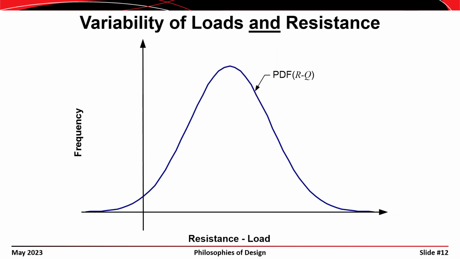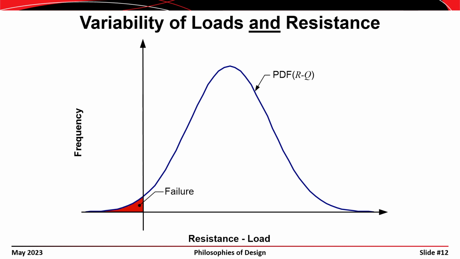So the trick for us is to figure out how to make that probability of failure small enough that we can tolerate it as a society. So what we're going to do on this slide is plot a single probability density function, the PDF of R minus Q. In this case, when R minus Q is positive, that means that R is greater than Q. The resistance is greater than our load, and everything is safe. On the other hand, when R minus Q is negative, that means that Q is larger than R. That means that the load is larger than the resistance, and that correlates to a structural failure.